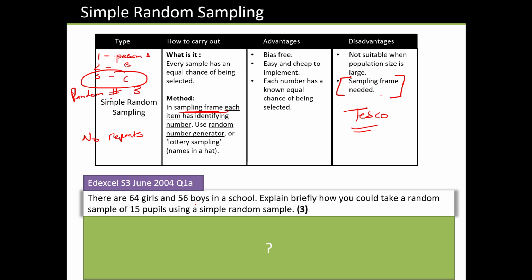There's 64 girls, 56 boys in the school. Explain briefly how you could take a sample of 15. So I'd encourage you just to pause the video and have a quick think about this.